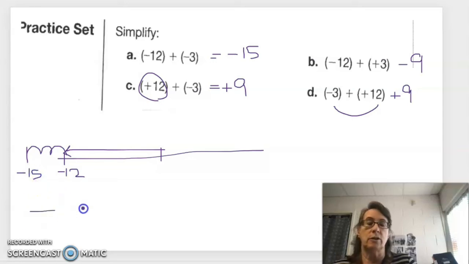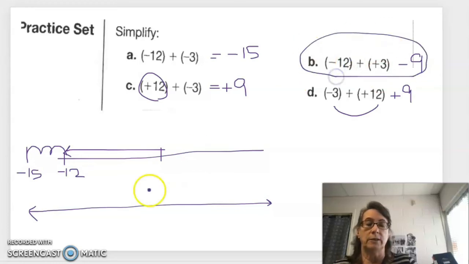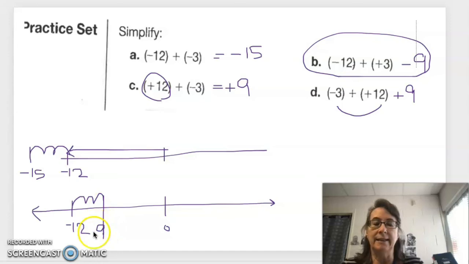Okay, so let's do another one of those. Let's do one that has opposite signs. So we're going to do this one right here, and we're going to start here at 0. We're going to go negative 12, which you can count out on your paper. But then negative 12 and then positive 3. So 1, 2, 3, and I'm going to wind up 3 steps to the right.